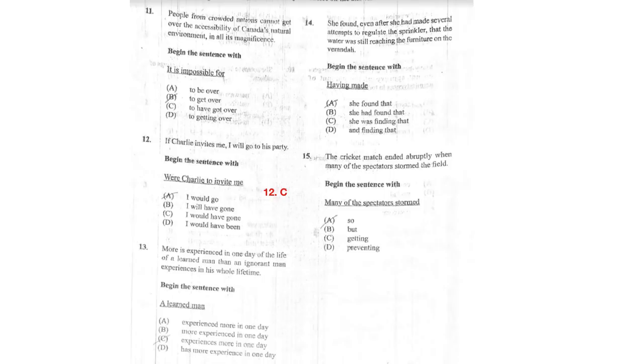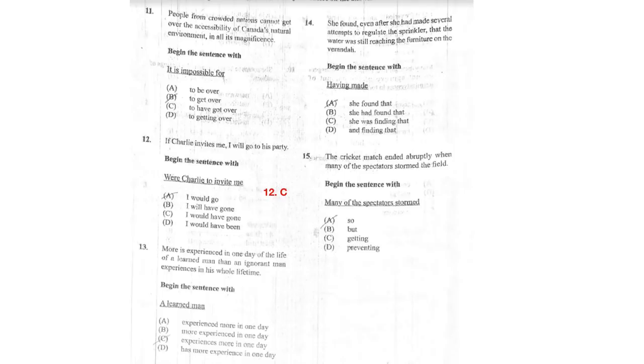Let's go through it. It is impossible for people from crowded nations to get over, that is the best option, to get over the accessibility of Canada's natural resource. So B, 11, B.